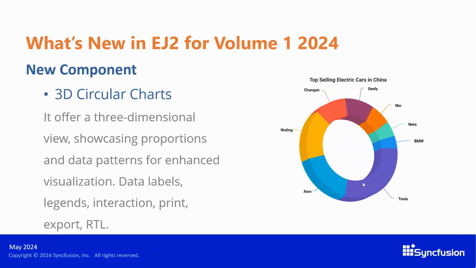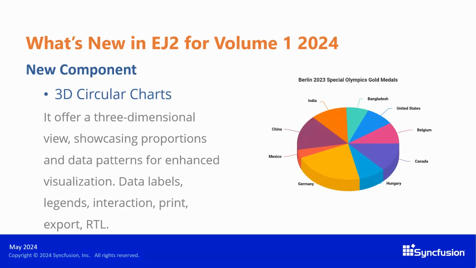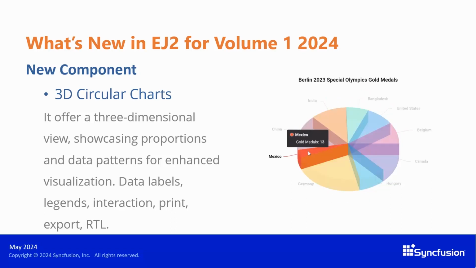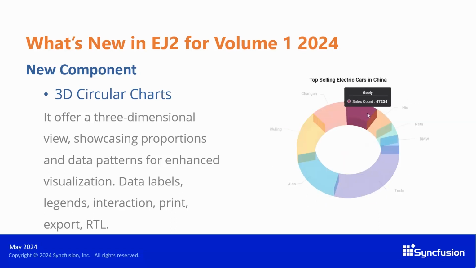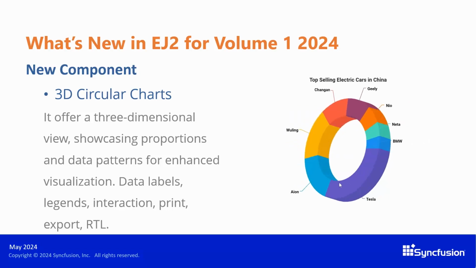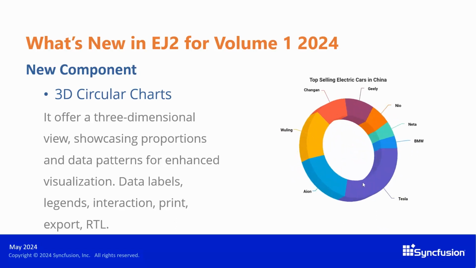Let's see some of its key features. This 3D circular charts can be plotted by pie and donut types. It also provides support for data labels, legends, user interactions such as rotation, tooltip, tilt, data point highlight, and selection. It also has support for print and export. It also has RTL support.